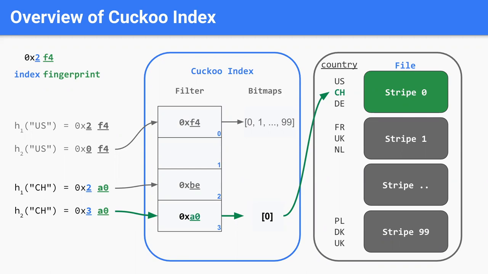So for example, when querying for CH here, we first check its primary bucket and find that A0 doesn't match the stored fingerprint BE. We then check its secondary bucket and find a matching fingerprint. So we retrieve the corresponding bitmap, which determines that we only need to scan stripe 0 in this case. Note that Cuckoo Index produces 100% correct mappings for positive lookups. This is in contrast to per stripe Bloom filters, which can produce false positives.